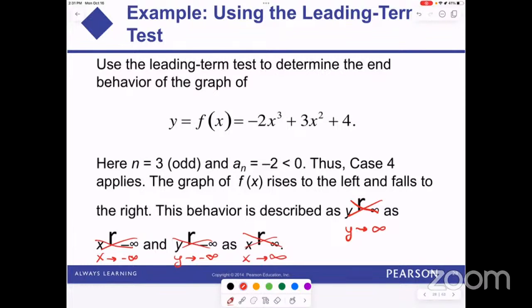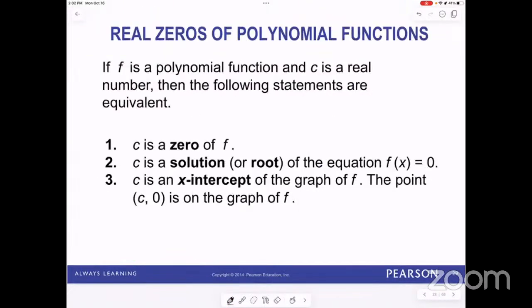So then, real zeros of polynomial functions. If f is a polynomial function and c is a real number, then the following statements are equivalent. c is a zero of f. c is a solution or root of the equation f of x equal to 0. c is an x-intercept of the graph of f, and the point (c, 0) is on the graph. So these three statements can be used interchangeably. Whenever we say x-intercept, that's the same as saying the solution or root of the equation f of x equal to 0, but that's the same as saying the zero of the function, right?